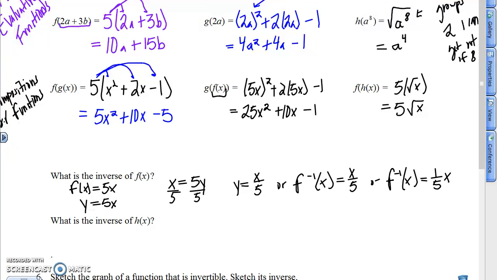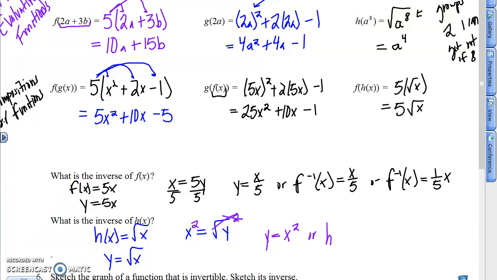The inverse of my h of x function, well, h of x also is a placeholder for y, so I could rewrite that as y equals the square root of x. When I swap my x and my y, to undo the square root, I would square both sides. These undo, and I would get that inverse notation. The inverse of h is equal to x squared.